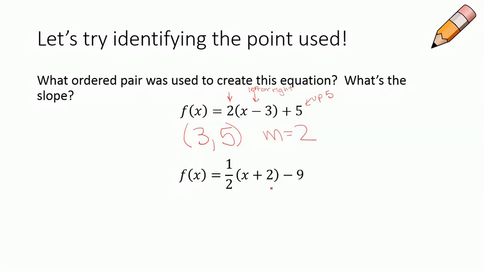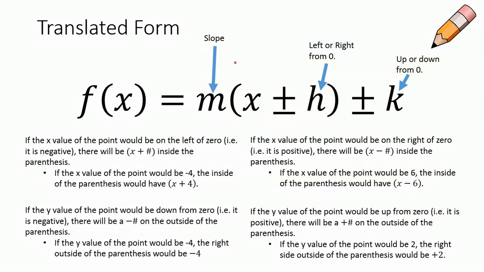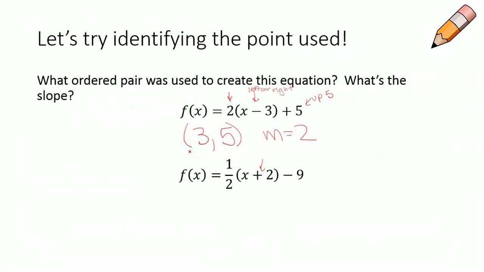Let's look here. So when I have a plus on the inside, if I flip back, if I have a plus on the inside, that means my point is to the left of 0. So I'm going to the left-hand side. So my x value would be not positive 2, but negative 2. And then I went down 9. So this was left 2, and this was down 9.